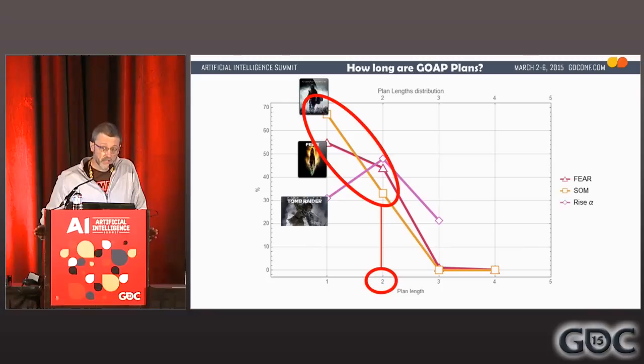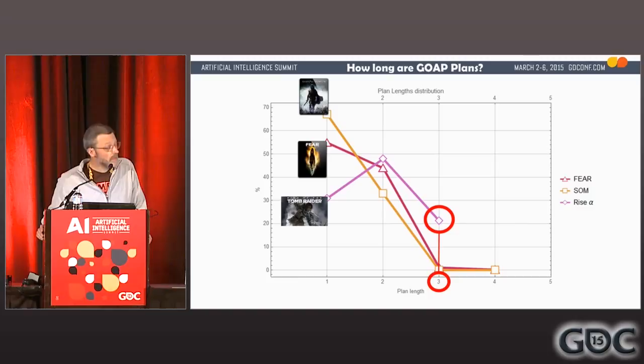But despite the fact that RISE is in alpha mode, you can see that GOP planning in RISE works already very nicely. And I expect, from the last screenshot Chris showed, that the plans would be even longer than that.